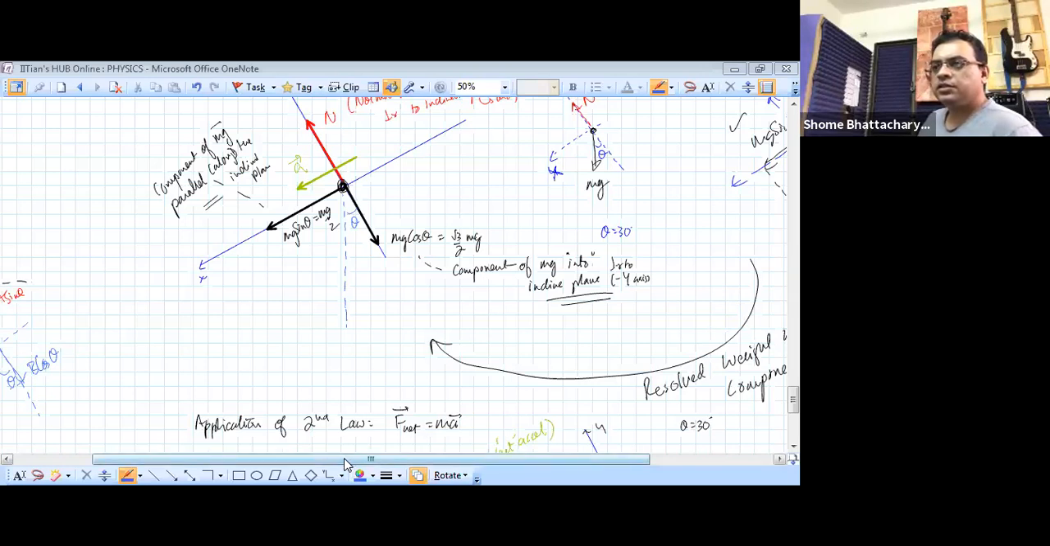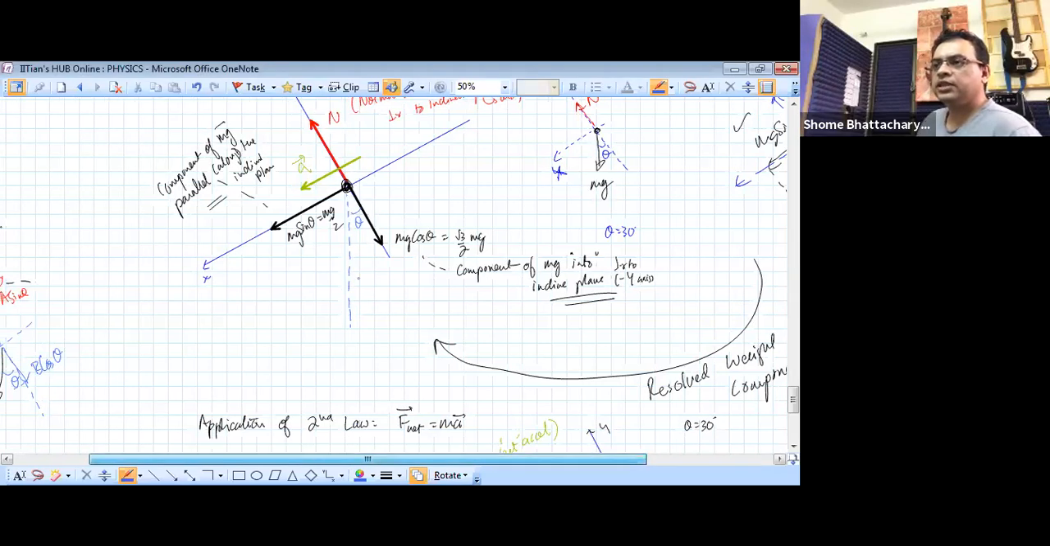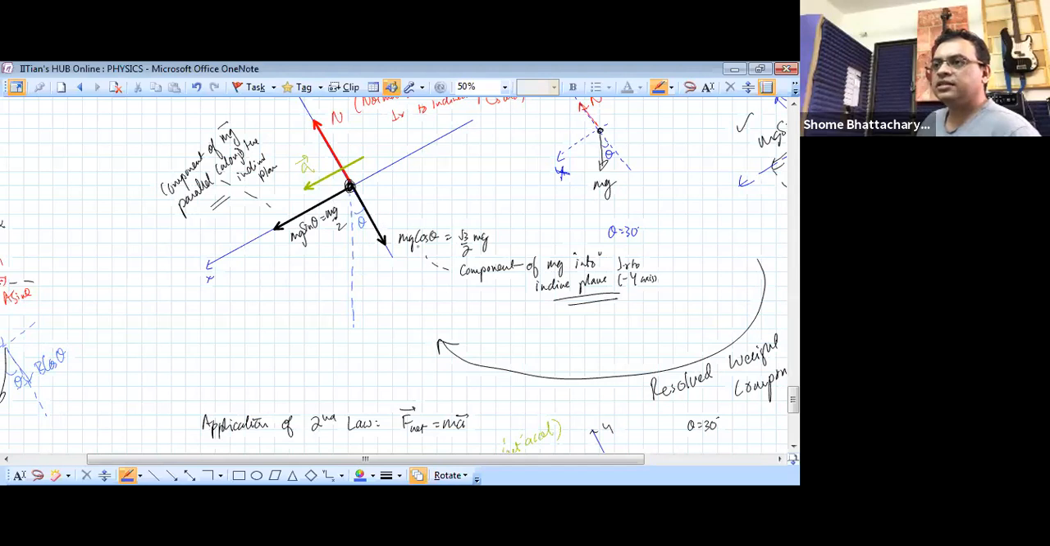Right. So I was just explaining. This angle of mg is acting vertically downward. This angle is theta. That's why this component of mg is mg cos theta. Whereas this component of mg, ये वाला angle theta है. So this angle is 90 minus theta. That's why this is mg sin theta.